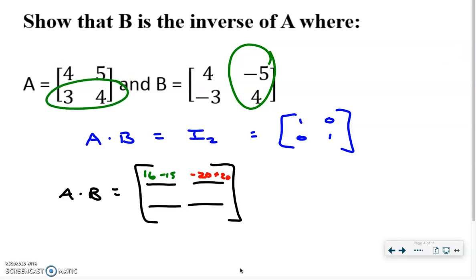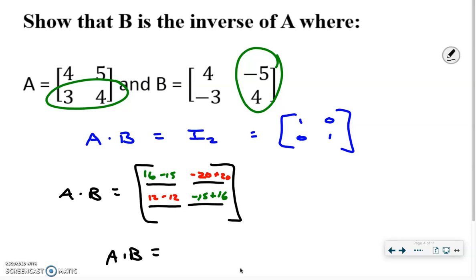All right. Row 2, column 1. First element's 3 times 4 is 12. 4 times negative 3 is negative 12. Lastly, we have row 2, column 2. First element, we have 3 times negative 5 to get negative 15. Second element is 4 times 4 is 16. And as expected, A times B, we're getting 1, 0, 0, 1. So, to stress, this is not my answer. All of this stuff over here, that is the answer.